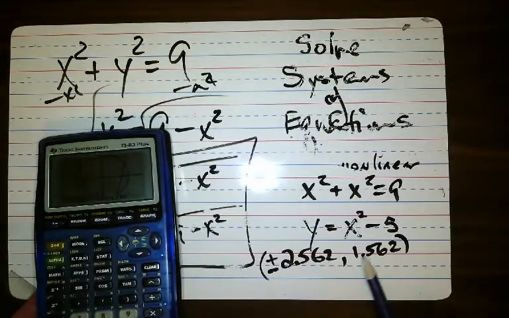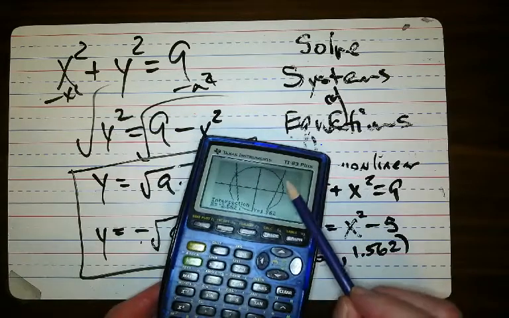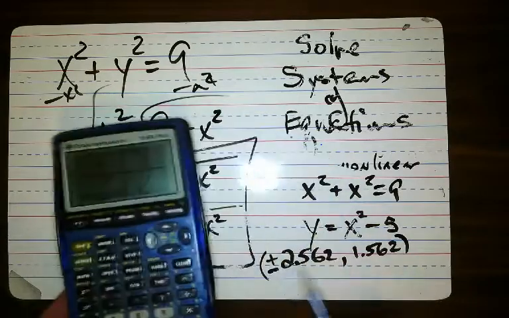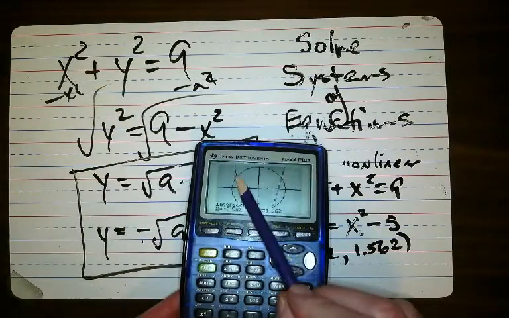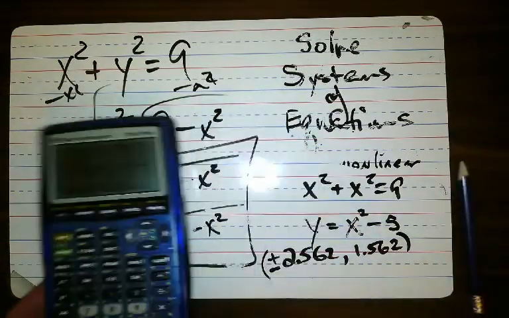So we can say 2.562, 1.562, that's this guy. And then negative 2.562, that's this guy. Well, that's only the top two. Remember, there's two bottom ones. Well, let's find those.